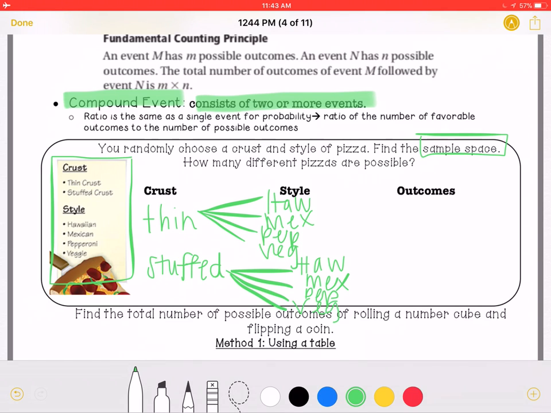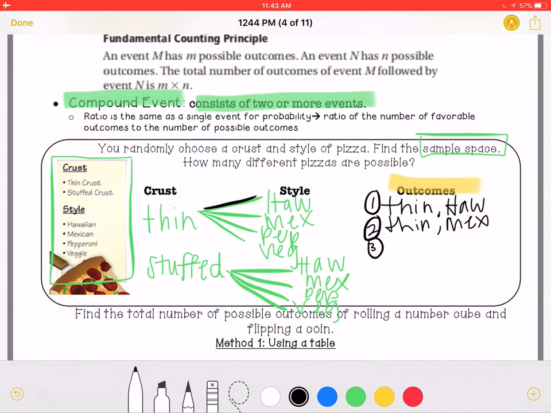So now for your outcomes, when you list your outcomes, this is how many different outcomes you had here. Our first outcome was a thin Hawaiian pizza. So I would list, okay, it could be thin Hawaiian. My second option was a thin crust Mexican style pizza. My third option was a thin crust pepperoni. My fourth option was a thin crust veggie.